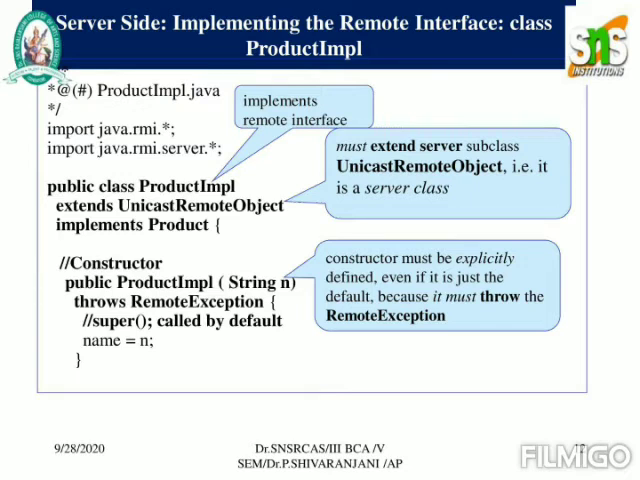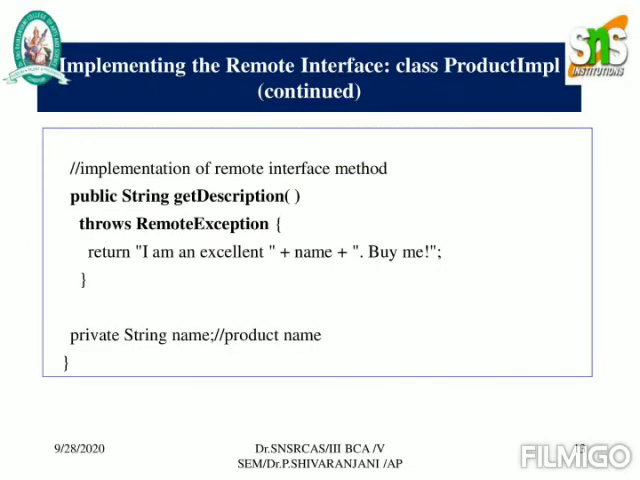So next is the implementation of the remote interface method. I am going to define a method called getDescription. If there is any error at the time of retrieving the particular description, then it has to throw an error, a RemoteException. What you need is the corresponding name, and the name. Okay, so this is the program which explains how the remote interfaces work for the product description.